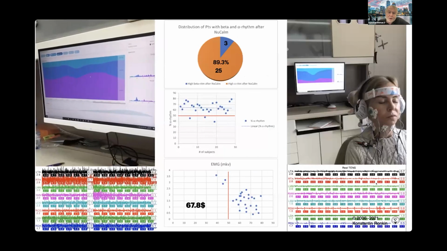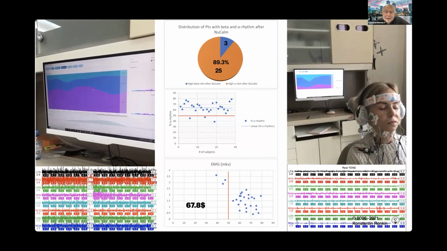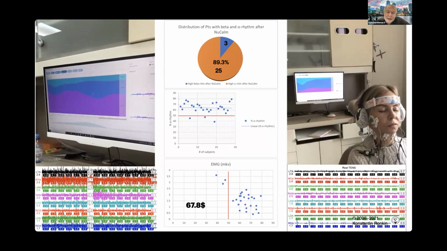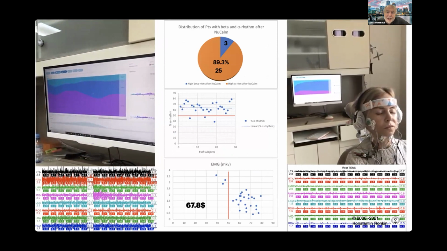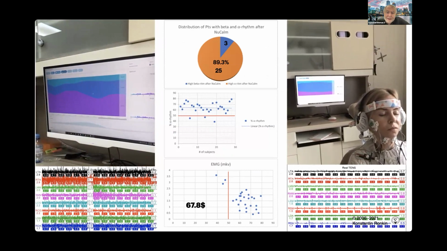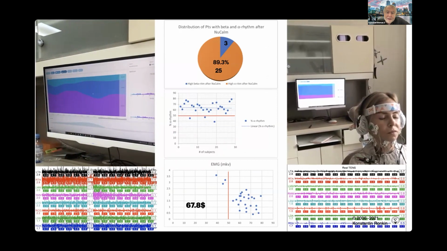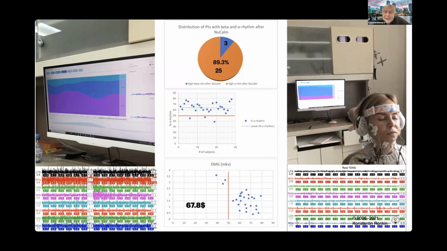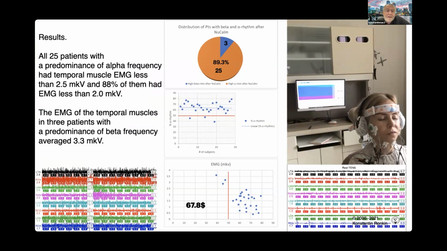We took 28 patients, and we did NewCam, and we did electromyography. And then we took encephalography, and we found that when we checked the distribution of the patients with beta and alpha after NewCam, 25 patients had a predominance of alpha frequency. The EMG of the temporalis was less than 2.5 microvolts, which is huge, it's like 89%. But 88% of them had an EMG less than 2 microvolts.